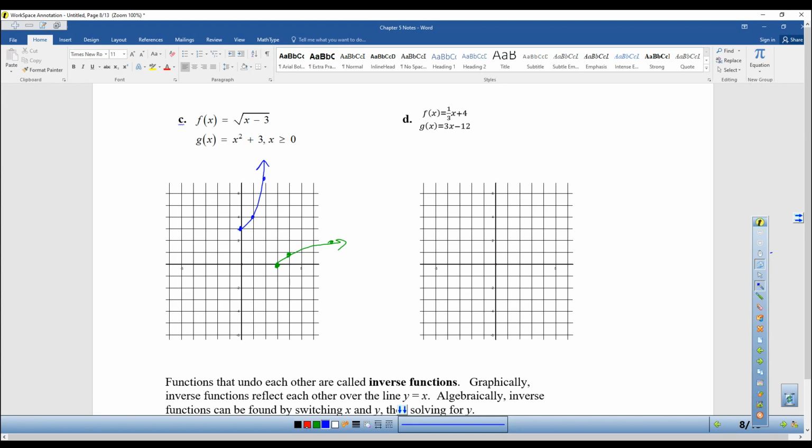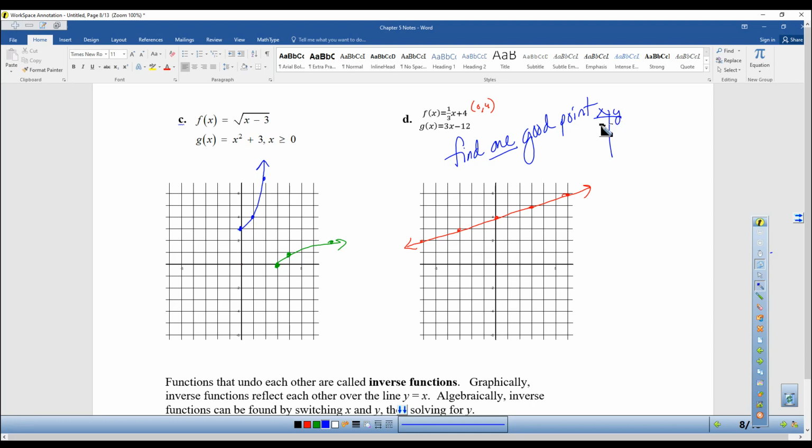And the last one are lines again. So this goes through the point 0, 4. So I can start at 4 and go up 1 over 3 and make that line. And then this one, I can't start at negative 12. So again, what do I do? I need to find one good point. Do not try to start at negative 12 and then make the graph. Just find one good point.